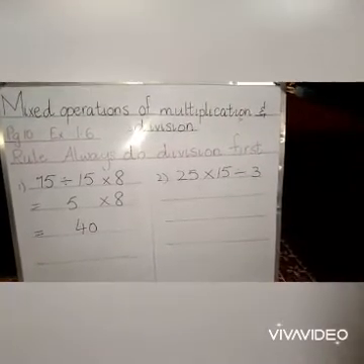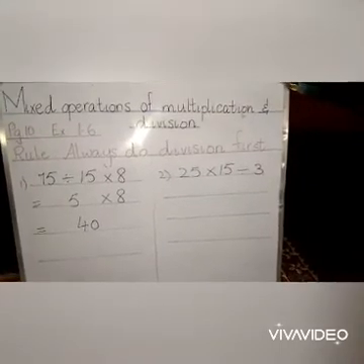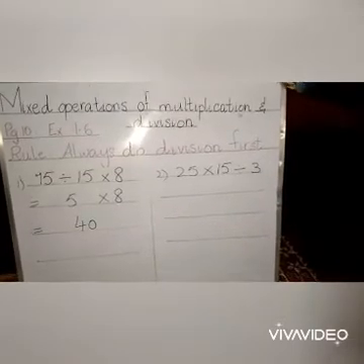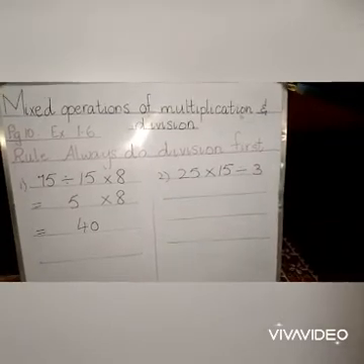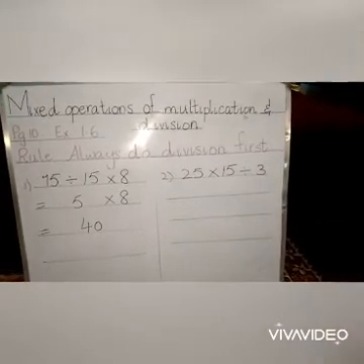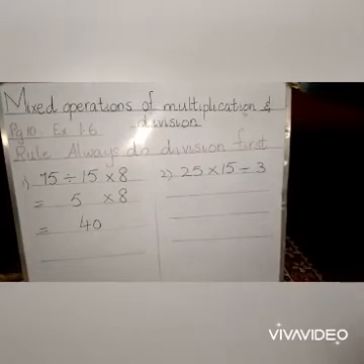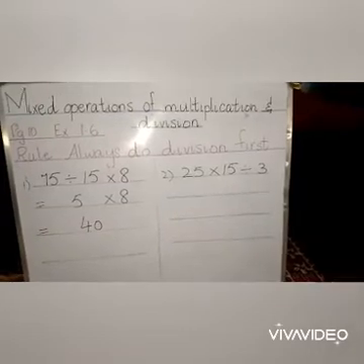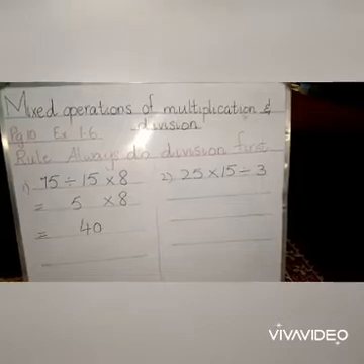Now if you look at the second example, it says 25 multiplied by 15 divided by 3. Now multiplication is given in the first place and division is given in the second place. But remember the rule, it says always do division first. So this means that we are going to divide first. What are we going to divide? 15, and 15 will be divided by 3.